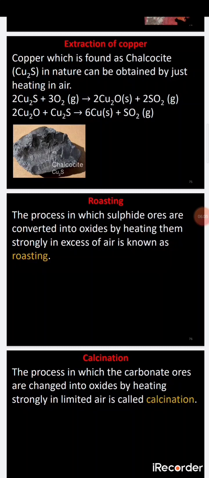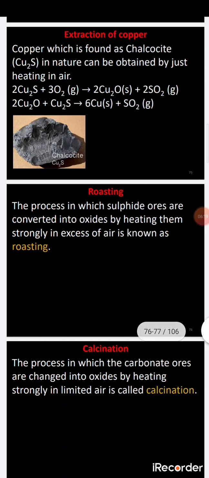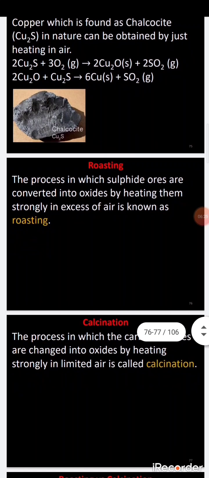Again, if you heat the product copper oxide along with the chalcocite, you will get the metal, that is nothing but copper, and sulfur dioxide gas is liberated. The extraction of copper can be done by this method. So why I am stressing the roasting method is because they have mentioned it.